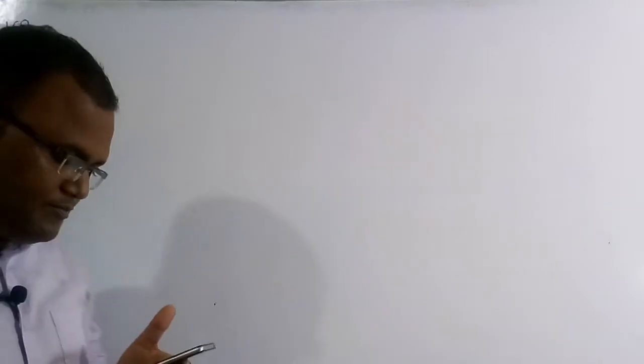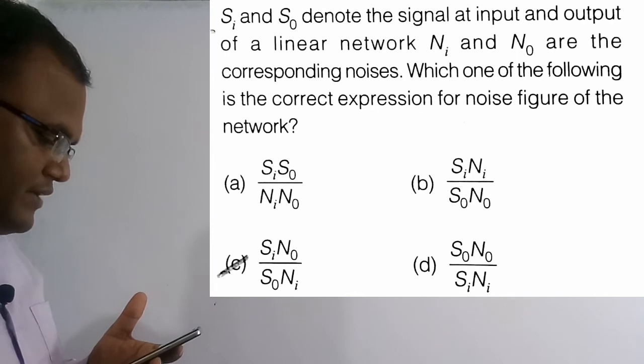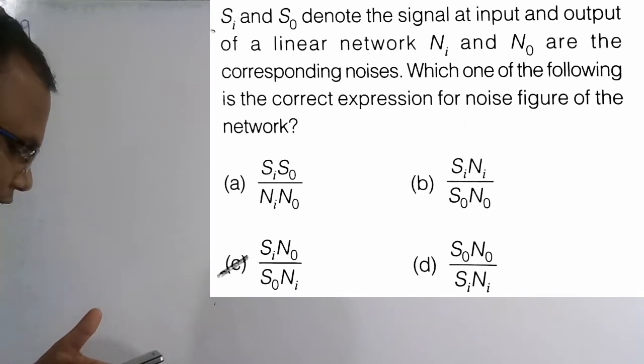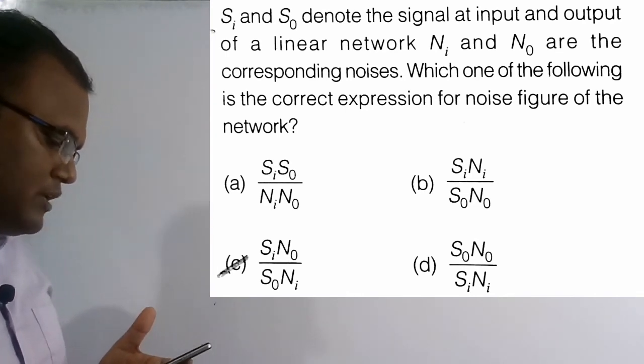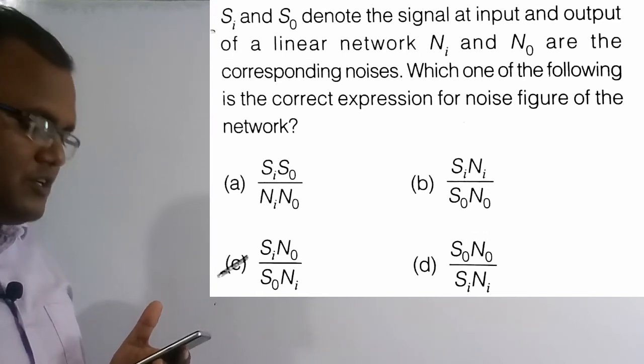So now we are going to solve the 169 question. See the question here. SI and S0 denote the signal at the input and the output of a linear network, and NI and N0 are the corresponding noises. So which one of the following is the correct expression for the noise figure of the network?